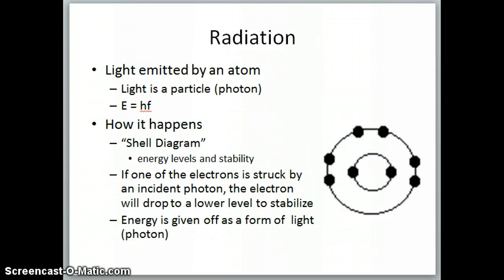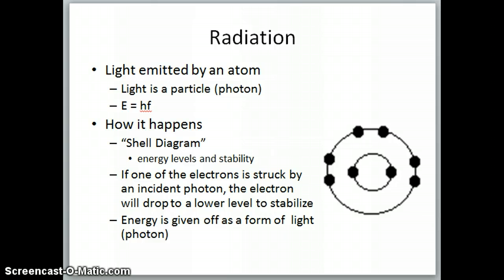So let's talk about radiation. As I said, radiation is light emitted by an atom. And we also talked about light being a particle. This was part of the wave-particle duality. So we're treating light here as a particle and not necessarily as a wave. What we said the particle of light was a photon, and the energy of the photon was Planck's constant times the frequency of that wave.